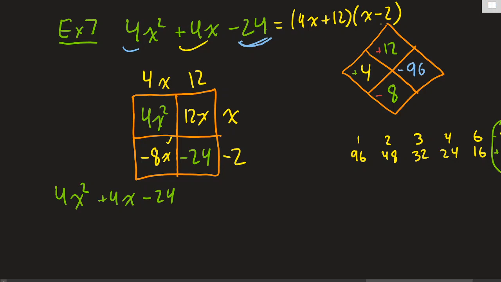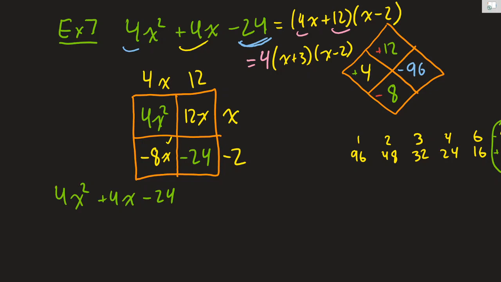Now, this is not fully factored. I know, we went through box method, we went through diamond puzzle. What is wrong? What do you notice about 4 and 12? That's right, 4 and 12 have a 4 in common. So you actually need to pull the 4 out to get x plus 3 left, right? 4x reduced by 4 is x, 12 reduced by 4 is 3, and then x minus 2 after.